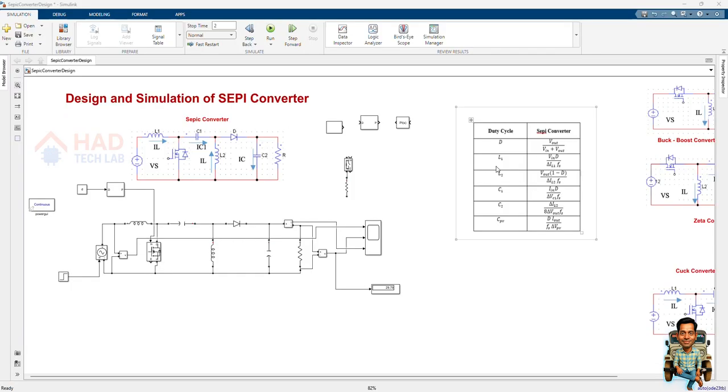The SEPIC converter is very popular in PV panel MPPT systems, and also battery charging, LED driver circuits, and automotive and industrial DC supplies. So this is the open loop operation of our SEPIC converter.